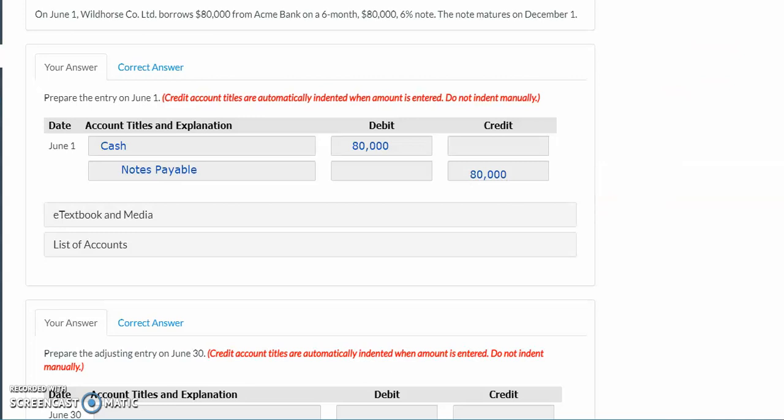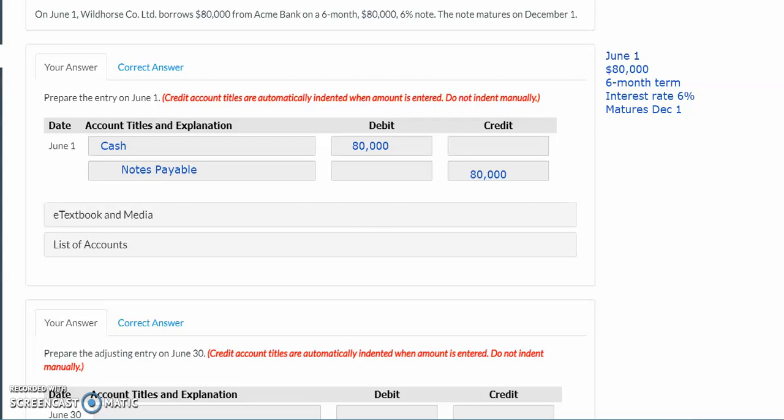The next part of this problem is preparing the adjusting entry. So it's helpful in a problem like this to take a few notes so that way you have it as we scroll down. We're borrowing on June 1st, $80,000 for a 6-month note, so that's the term. The interest rate is 6%. And the note matures December 1st.